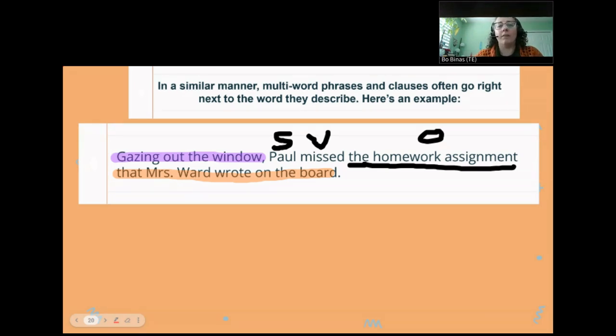What is that modifier modifying? And it's okay to have more than one modifier in a sentence. What is that modifier modifying? Gazing out the window. It's adding information to which part of the sentence? Paul. Yes, it's telling us more information about Paul. All right. How about the modifier in orange, that Mrs. Ward wrote on the board? What is that modifying?